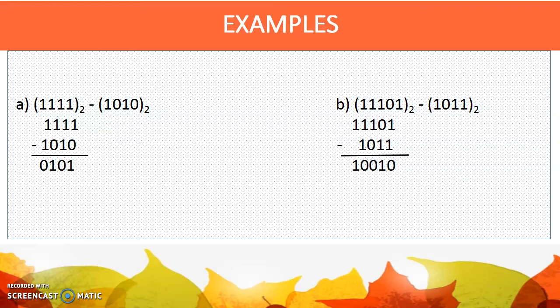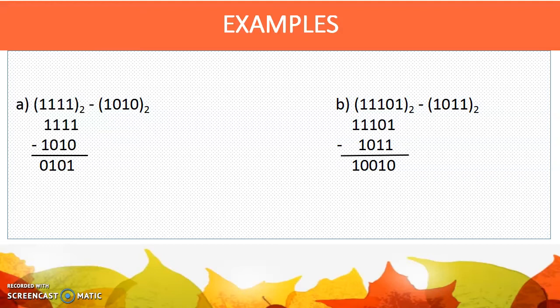So we will borrow from 1 and it will become 10 now. 10 minus 1 will become 1. Now when we come to this 1 minus 0, this 1 has turned into 0 now. Now 0 minus 0 is 0 again. 1 minus 1 is 0 again. And 1 will be written as it is. So the value of 11101 minus 1011 is 10010.